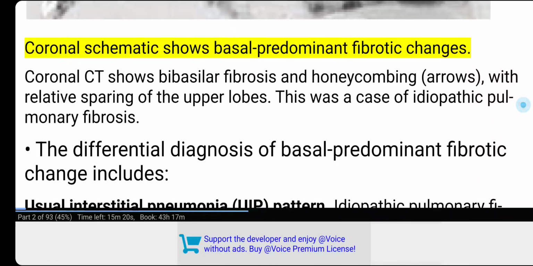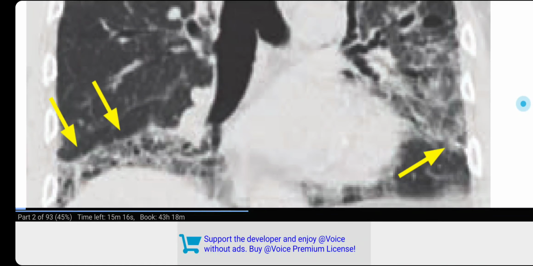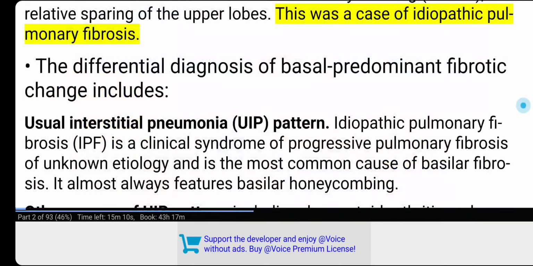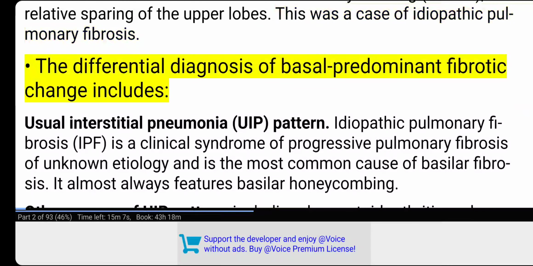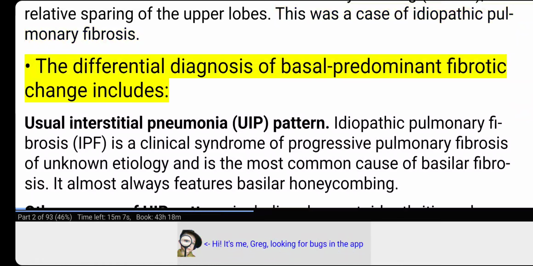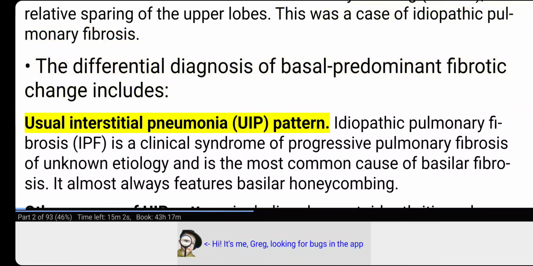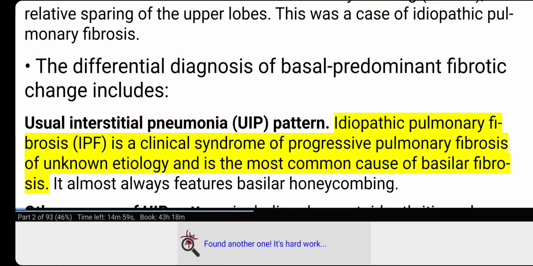Coronal schematic shows basal predominant fibrotic changes. Coronal CT shows bibasilar fibrosis and honeycombing (arrows) with relative sparing of the upper lobes. This was a case of idiopathic pulmonary fibrosis. The differential diagnosis of basal predominant fibrotic change includes usual interstitial pneumonia, UIP pattern. Idiopathic pulmonary fibrosis, IPF, is a clinical syndrome of progressive pulmonary fibrosis of unknown etiology and is the most common cause of basilar fibrosis. It almost always features basilar honeycombing.